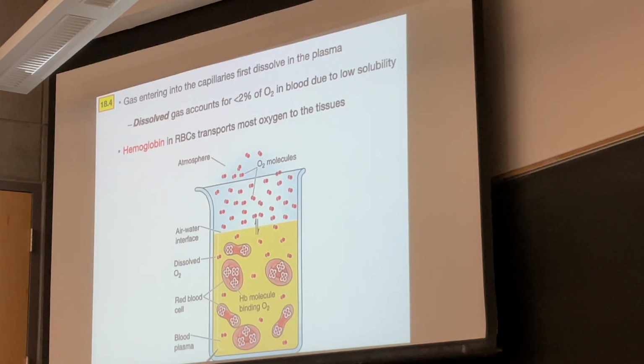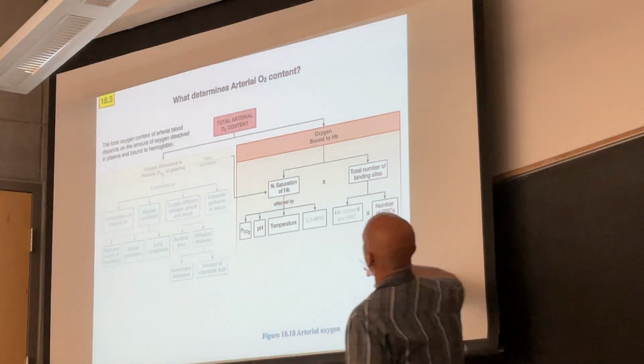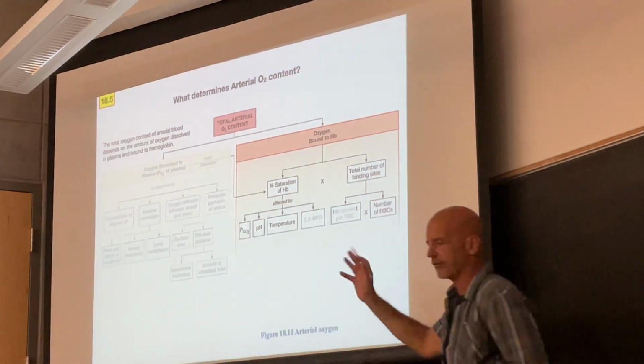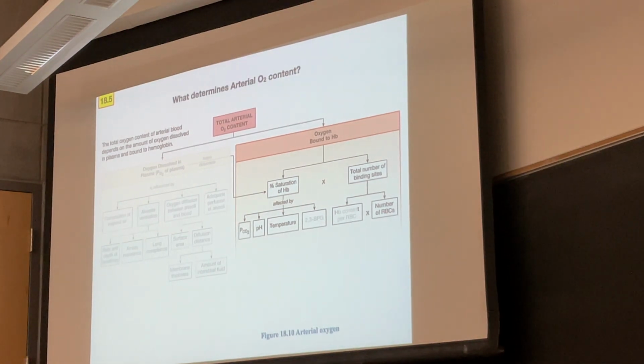Okay? So that brings us into the next topic. How are we transporting oxygen through blood, through hemoglobin, the properties of the hemoglobin, how it knows when to release in order to pick up oxygen? Any questions so far?